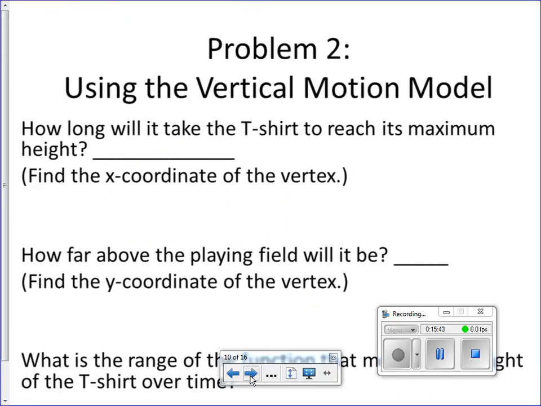All right, so the question is, how long will it take the t-shirt to reach its maximum height? And we have found the answer to this when we found the axis of symmetry. It only takes 2 seconds for it to reach its maximum height. That's the x-coordinate of the vertex. How far above the playing field will it be? That's the 69. When we substituted in 2 for the number of seconds, we found out how high it would go.